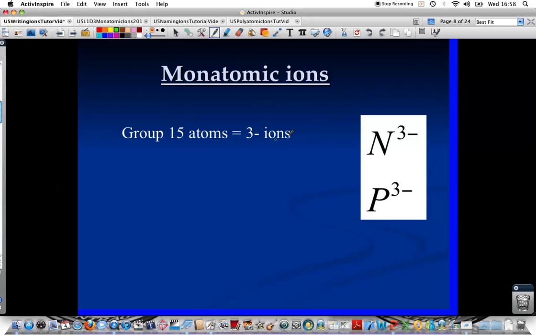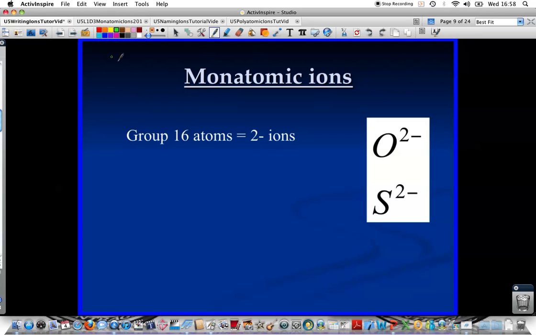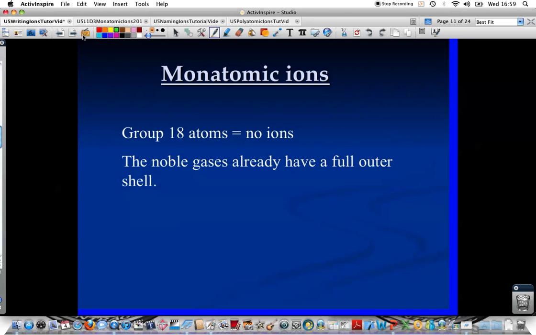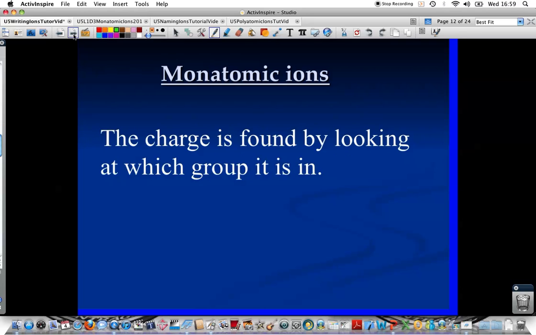Your group 15, the nitride and phosphide ions still have a 3- charge. And then oxygen and sulfur, your oxide and sulfide, have a 2-. They have 6 valence electrons, so they're gaining 2 electrons. Then group 17, they have 7 valence electrons, so they're going to gain 1, so they'll get a -1 charge. So your chloride, bromide, fluoride, iodide. And of course, group 18, they already have a full outer shell, so they do not form ions.